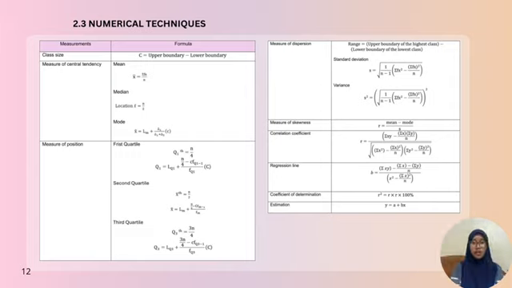Correlation and regression are used to examine the relationship between two variables. The coefficient of determination shows the strength of the relationship between the variables in percentage form. Lastly, estimation is used to predict the values of estimation.